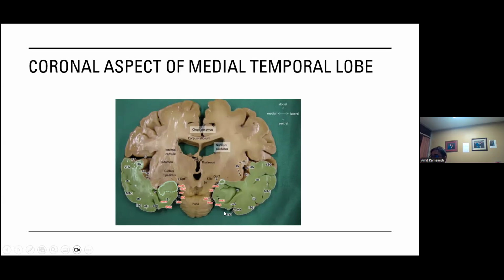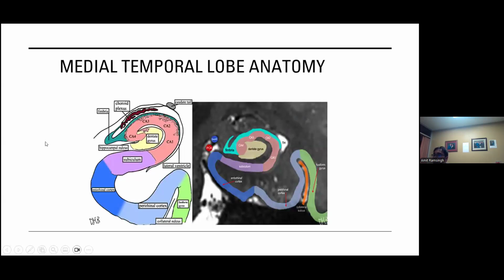Again, a coronal cross section of the cerebrum right here. So we can appreciate the superior temporal gyrus, the middle temporal gyrus, and the inferior temporal gyrus. We have the fusiform gyrus right here, as well as the collateral sulcus. And we can actually appreciate where the optic tract runs in response to that, as well as the parahippocampal gyrus and the uncus as well. This is a really good illustration on the left.